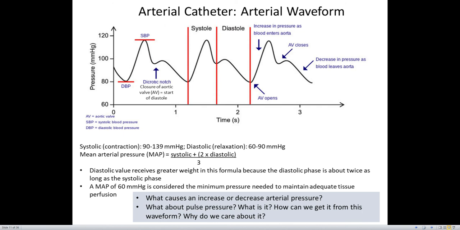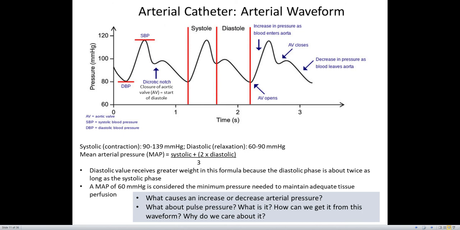Now, in this particular formula, diastolic value receives a greater weight because the diastolic phase is about twice as long as the systolic phase. When we're calculating MAP, a MAP of 60 is considered the minimum pressure needed to maintain adequate tissue perfusion. So let's look at this graph.